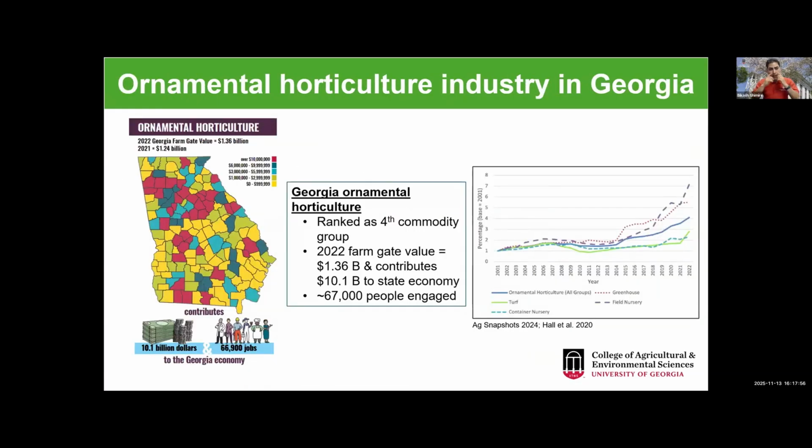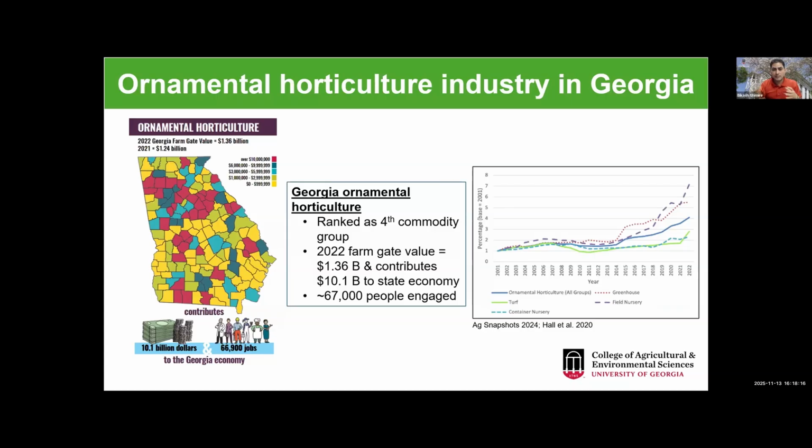So now with that example, let's talk about the ornamental horticulture industry in Georgia. As all of you know, this is the fourth largest commodity group in Georgia. We have a farm gate value of over $1 billion, and nearly 67,000 people are engaged. So this is a big industry.